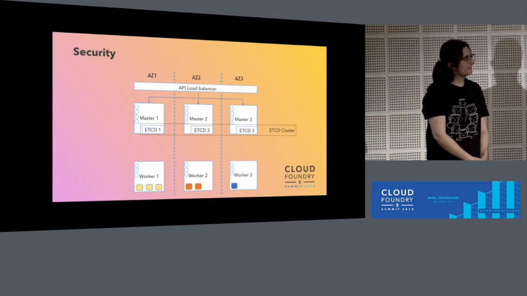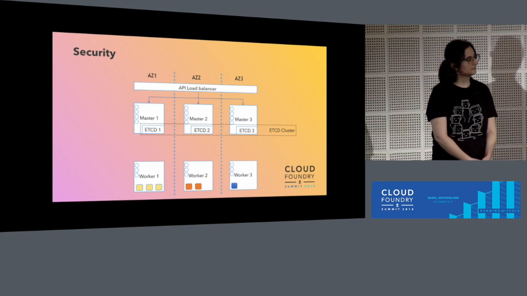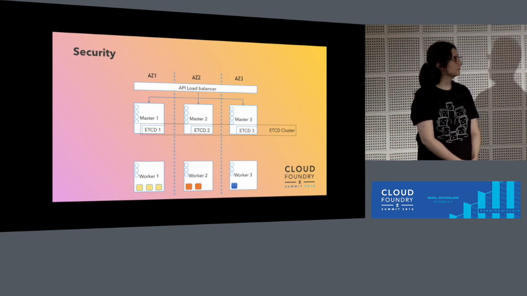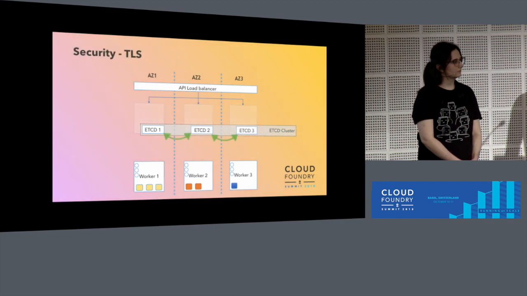Cool, going on to security. As I said before, Kubernetes has its own recommendations on security. One of them is that all communication between the processes that make up the cluster should be protected over TLS. So you get that by default if you use CFCR. The etcd cluster, all the nodes need to communicate with each other, and all the communication is done over TLS.